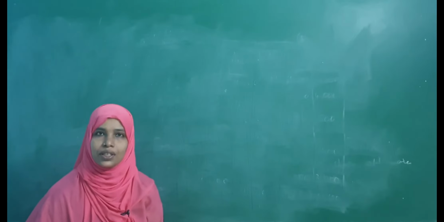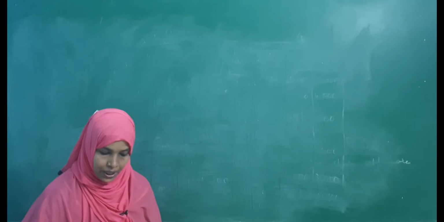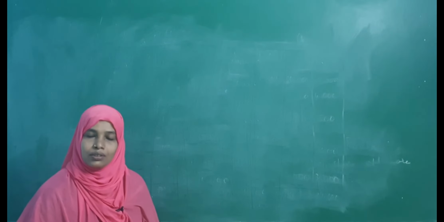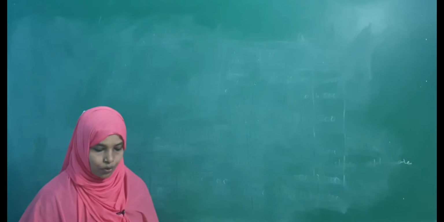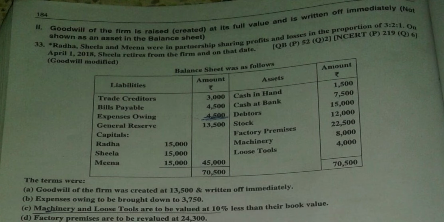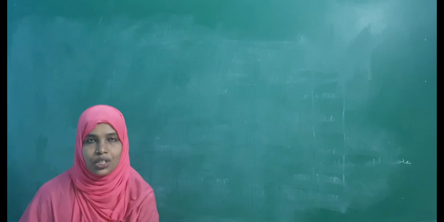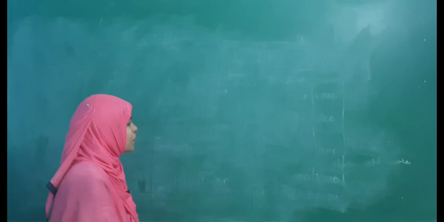We are going to do the second sum based on the goodwill, when the goodwill is created and written off. See the sum. Radha, Sheila and Meena were in partnership sharing profits and losses in the ratio of 3:2:1. I have told you before also.